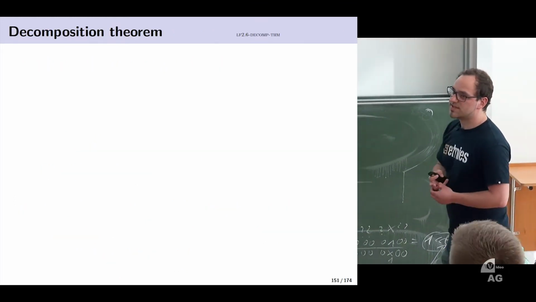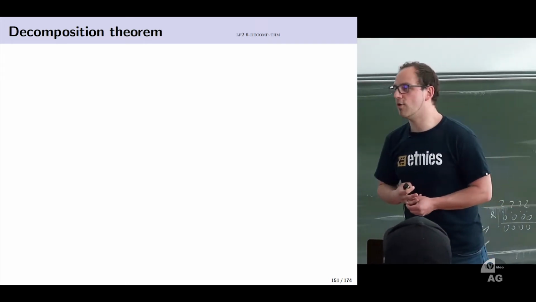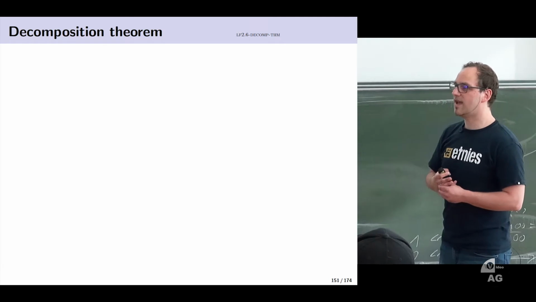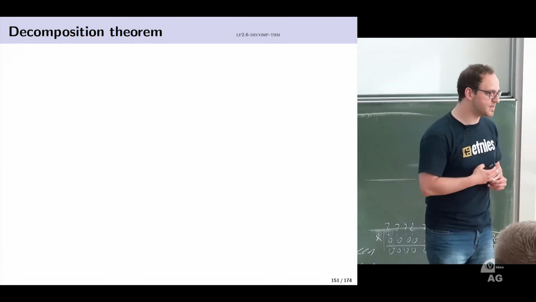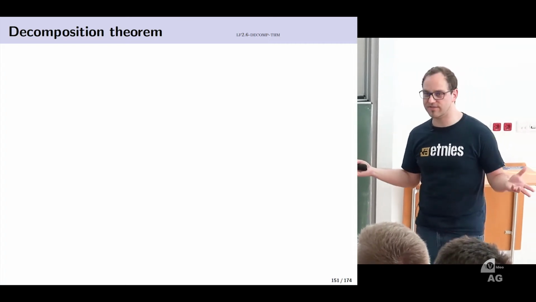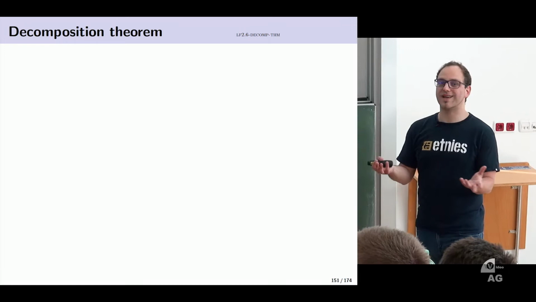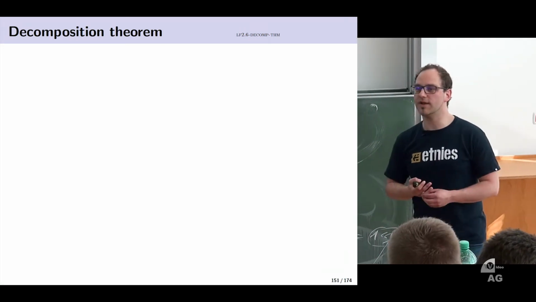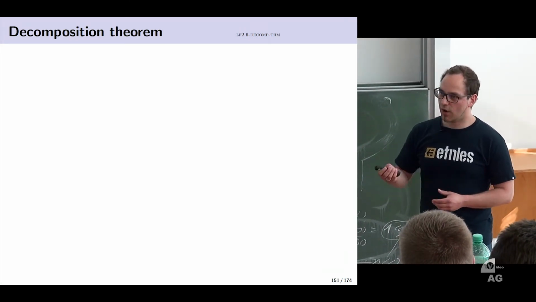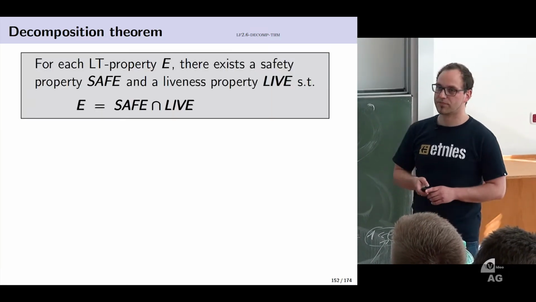Let's come to the main result about safety and liveness. I already hinted at the fact that there are, in fact, linear time properties that are neither a safety property nor a liveness property. So are we supposed to look at some new class of properties? And the fact is, no, we do not have to do that, because of the following result.